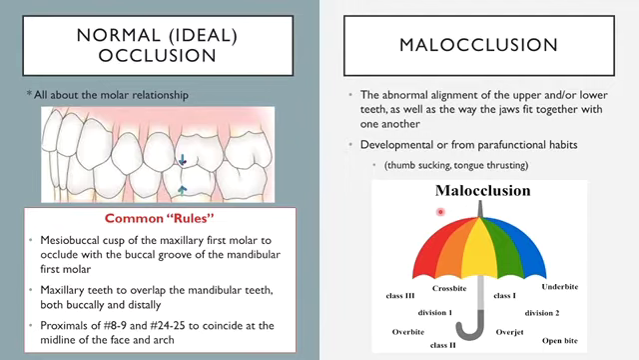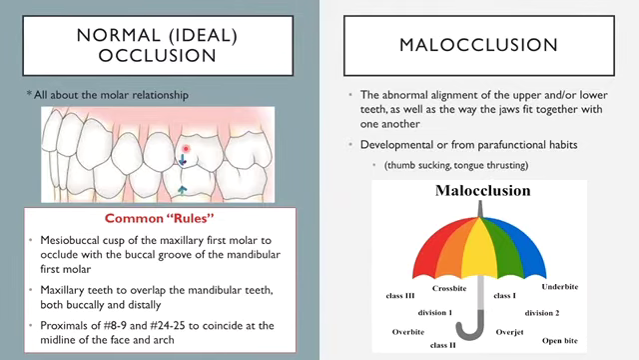So the first is the molar relationship. We would like the mesiobuccal cusp of the maxillary first molar to occlude with the buccal groove of the mandibular first molar. And you can see that in that picture with the arrows. That cusp is lining up perfectly with that groove.